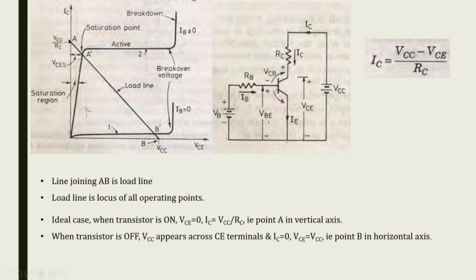Here the line joining A and B is called the load line, and the load line is the locus of all the operating points. If it is operating here, it is in the saturation region, and if it is operating from here to here, it is in the active region, and if it is operating here, it will be in the cutoff region. So this load line is the locus of all operating points.